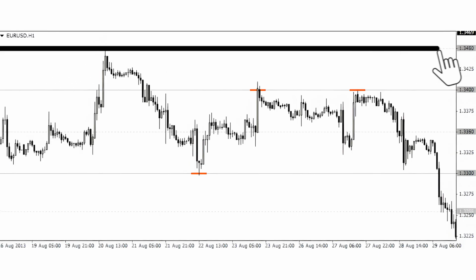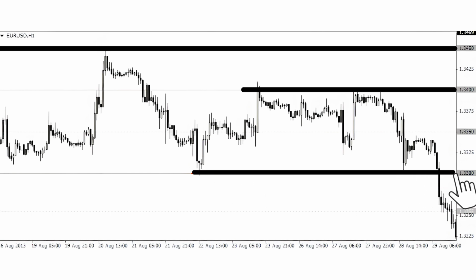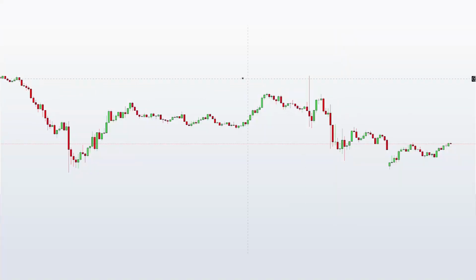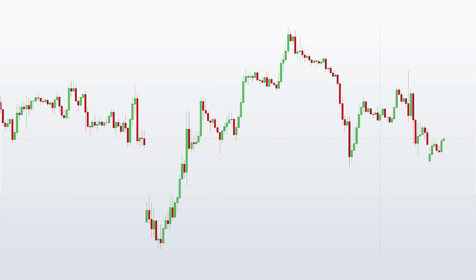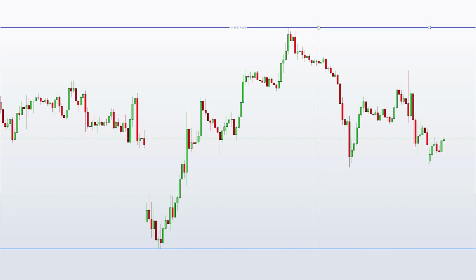Psychological levels also work well. They are round numbers such as 1.1000, 1.2000, 150.00, and so on. Many orders are often concentrated at these marks, so the breakout of such levels is accompanied by sharp movements. To find the levels, switch to a higher time frame. Even if you are trading on M5 or M15, first look at the chart on H1 or H4 to see the global levels. This will help you better understand which areas are truly significant and which are just random price fluctuations.